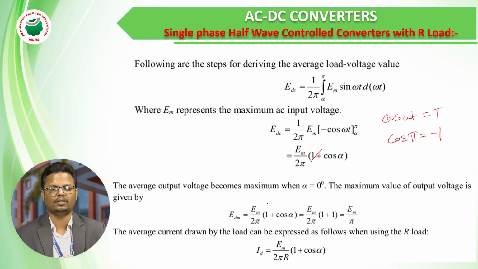So overall we get the average voltage of the R load single phase half wave rectifier as Em by 2 pi into 1 plus cos alpha. We get the maximum voltage when alpha is equal to 0 degrees. Substituting alpha equal to 0 degrees in cos alpha, cos 0 is equal to 1. So 1 plus 1, 2, and the 2 cancels, so here Em by pi. And the average current ID is equal to Em by 2 pi R into 1 plus cos alpha.